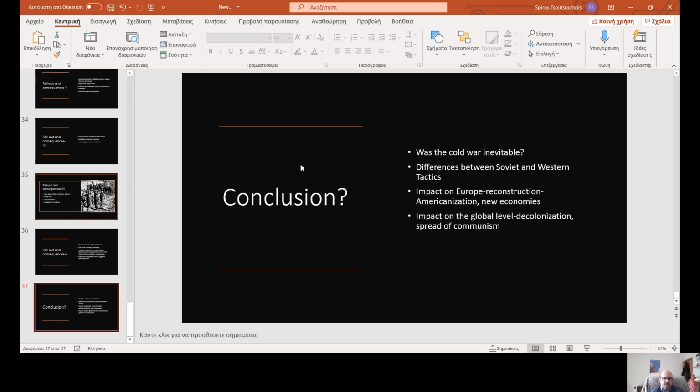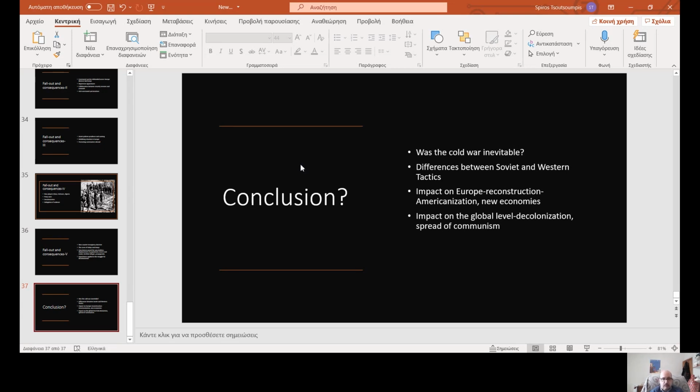What were the differences between the Soviet and the Western tactics? The Soviets and the Western powers both used proxy actors. They used local political actors to advance their agendas, and in doing so, they also set in motion these conflicts. What was the impact on Europe? The American intervention in Europe led to reconstruction. The economies were given breathing space. The communist takeovers were averted, but this also led to the Americanization of European societies and economies.